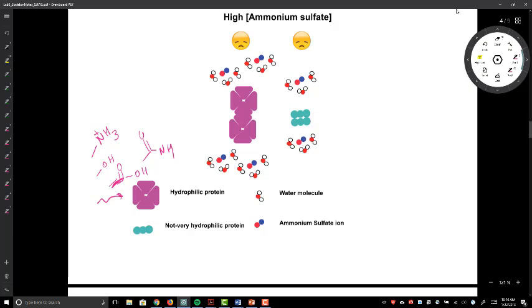And then let's say we have a not very hydrophilic protein. So these are going to be proteins that don't have a lot of hydrophilic amino acids. These guys are probably going to have a higher content of aromatic and greasy side chains, like leucine. They're going to have rings. So those are going to be your greasier proteins. And then this guy here represents a water molecule, and this guy here represents an ammonium sulfate ion.